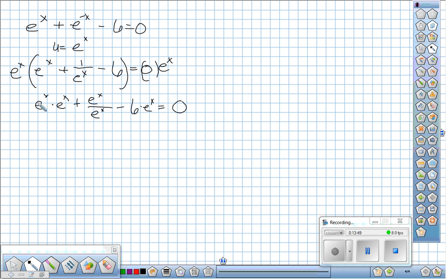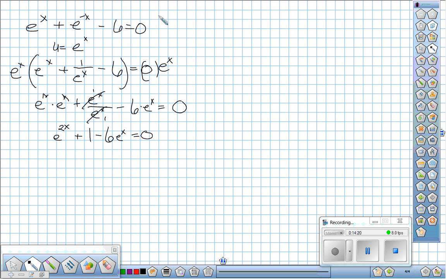Okay, when I multiply things with exponents with the same base, remember that I just add the exponents. So I have 1x here and 1x here. So I will have e to the 2x. E to the x divided by e to the x is just going to be 1. So I have e to the 2x plus 1 minus 6 e to the x equals 0.